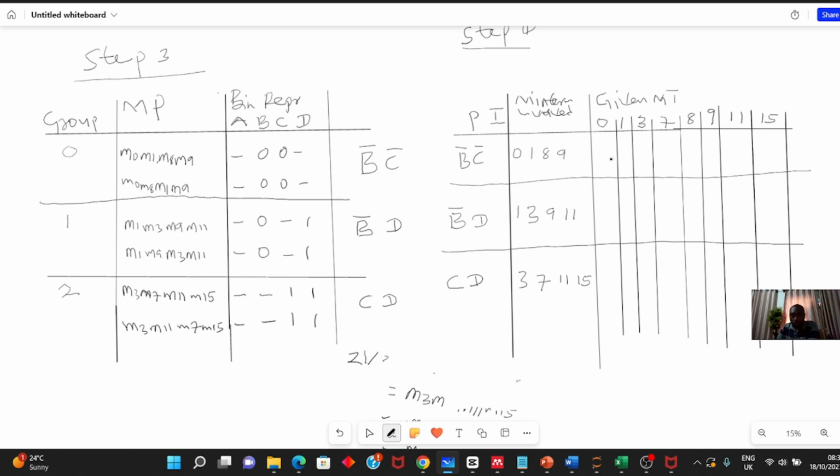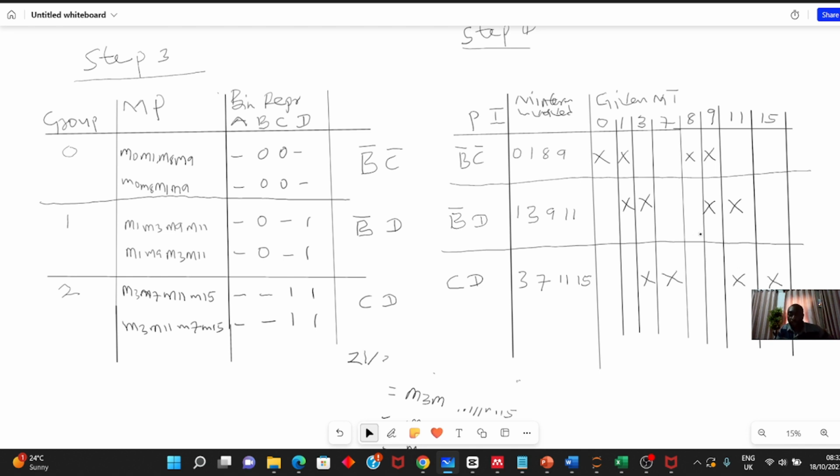So for 0, put an X in it. For 1, let's represent them with X. For 8, put an X. For 9, put an X. In the second row, we have 1, put an X. 3, an X. 9, an X. 11, an X. For the last row, an X will be in 3, an X will be in 7, an X will be in 11, then an X in 15.